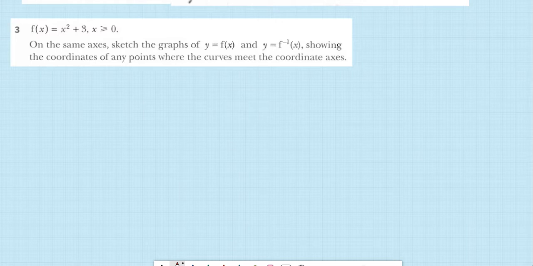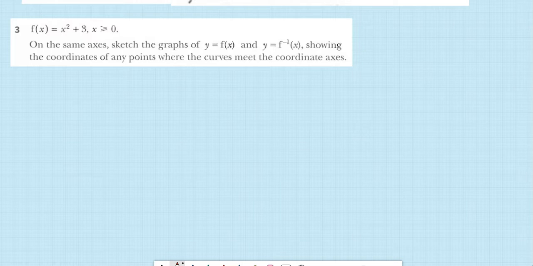Here we go. This is question number 3. f(x) is equal to x square plus 3, x is greater than or equal to 0. On the same axis, sketch the graph of y equals f(x) and y equals f inverse x, showing the coordinates of any points where the curves meet the coordinate axis. Coordinate axis means x-axis and y-axis.